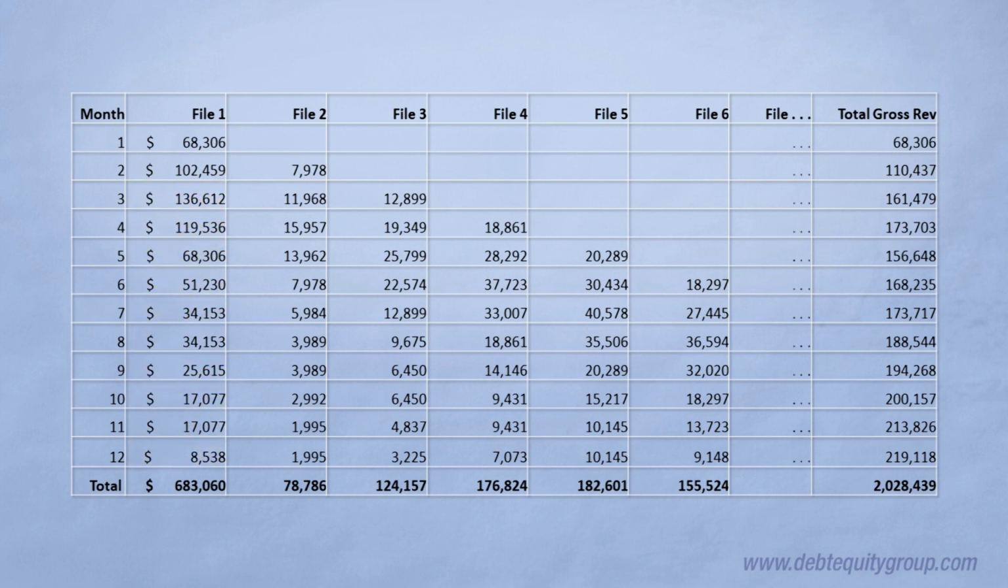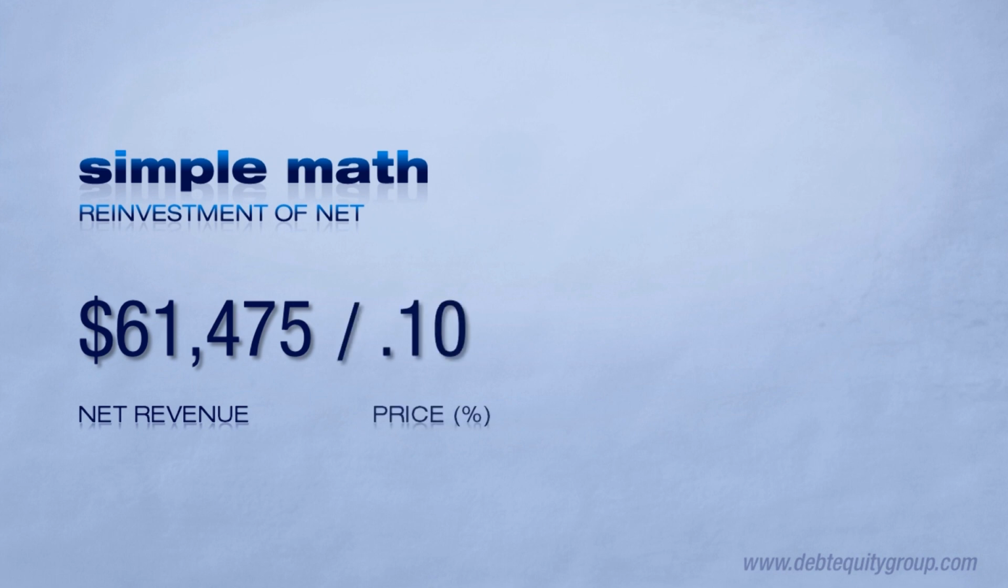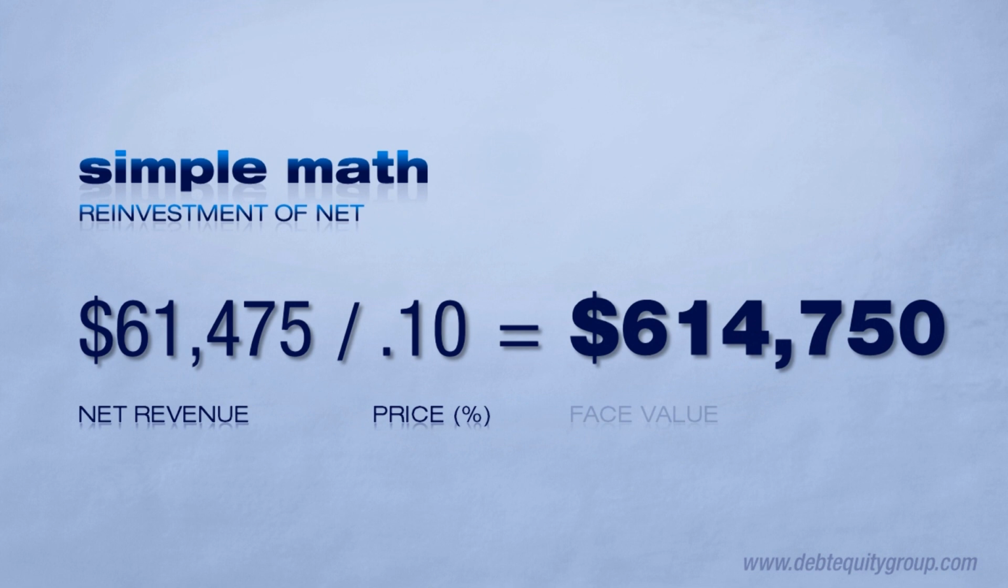Remember that month 1's gross revenue became $61,000 after we net out our management costs. We'll call that cost to collect. So what can we do with that $61,000? Well, if we took our $61,000 and went into the market, bought the same kind of file at the same price, our $61,000 would fetch an additional file with a face value of $614,750. That's in addition to the one we bought before month 1, whose face value is $5 million.